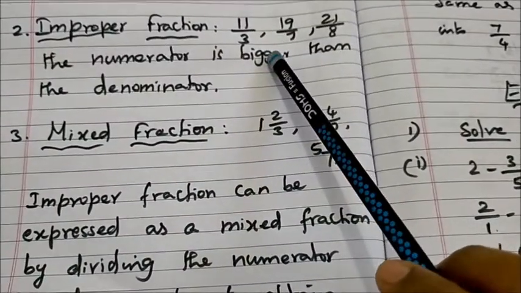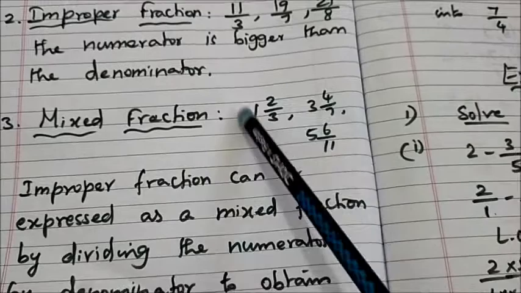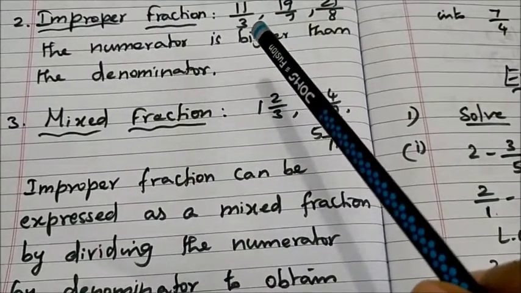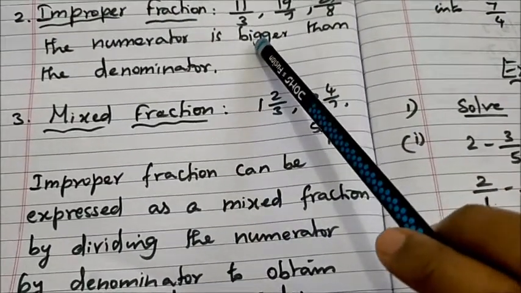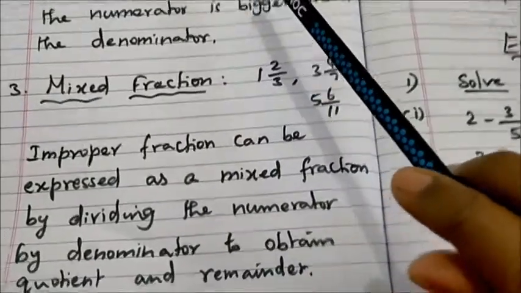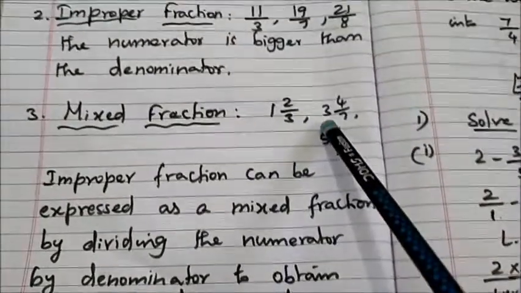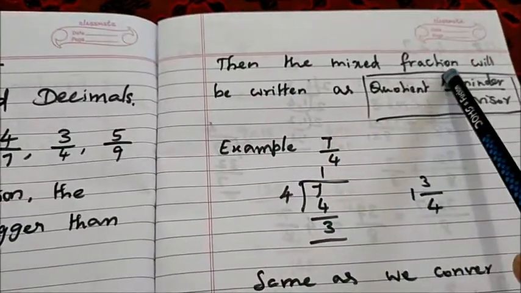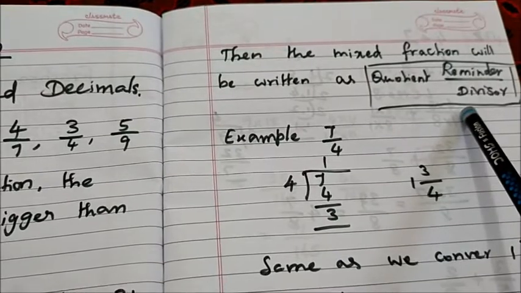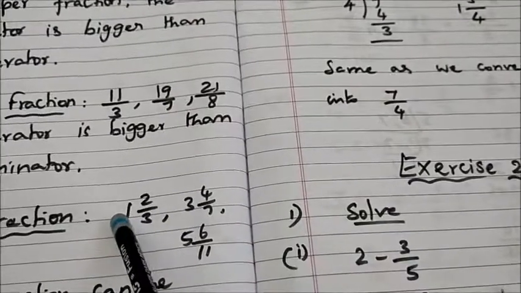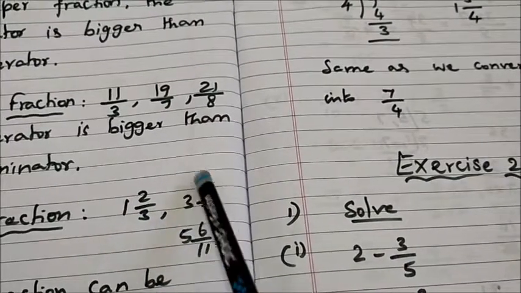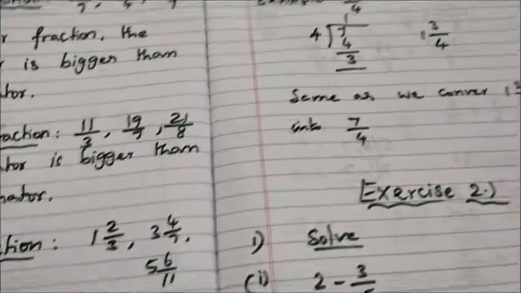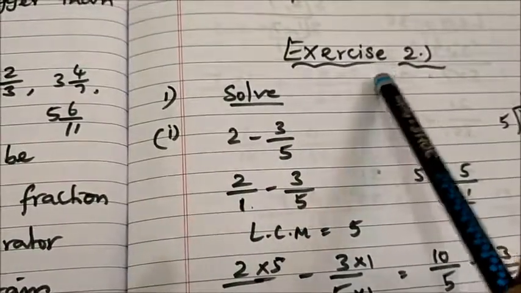An improper fraction can be expressed as a mixed fraction by dividing the numerator by the denominator to obtain a quotient and remainder. So we can write it as quotient, remainder by divisor. So that is 1 2 by 3, 3 4 by 7, 5 6 by 11. You see, we move on to exercise 2.1.